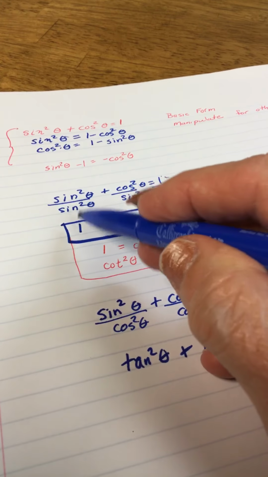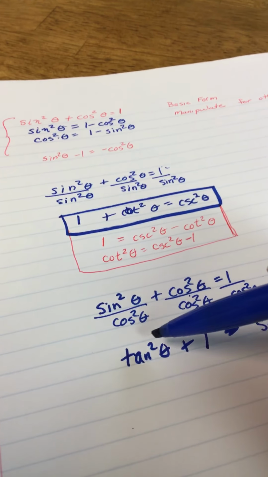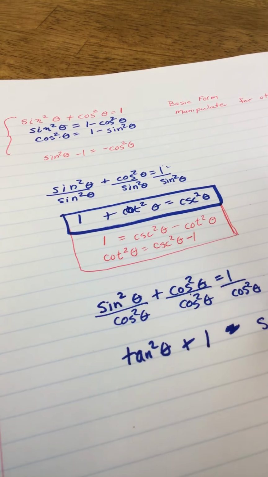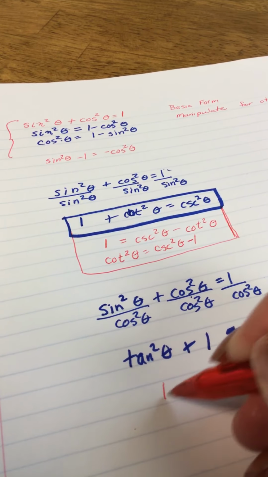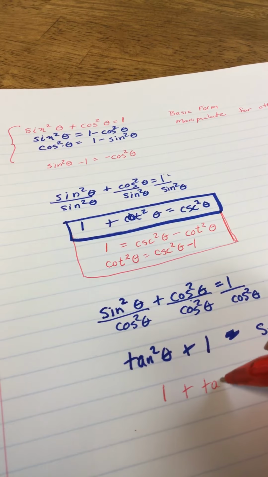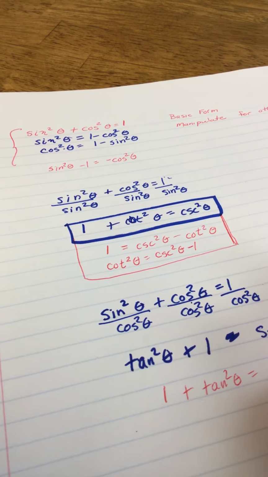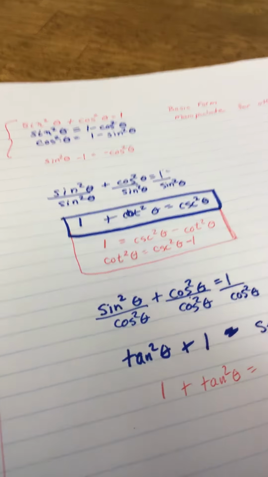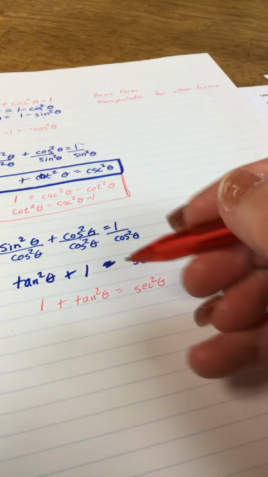So the co's were together up here. Without a co, we're together down here. So tangent squared plus 1 equals secant squared. Or if you like this form better, you can simply switch those by the commutative property. 1 plus tangent squared equals secant squared theta. And then we can do the same thing we were doing previously.